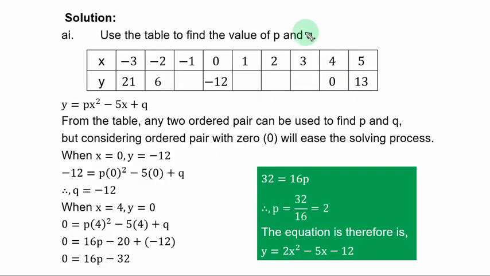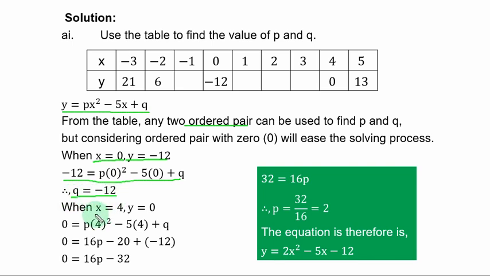Solution A, figure 1. Use the table to find the value of p and q. As I said earlier, you have to consider this relation. From the table, any 2 ordered pairs can be used to find p and q. But considering an ordered pair with 0 will ease the solving process. So let's take when s is 0, y is minus 12. In the relation, you replace y with minus 12 and s with 0. So you have q equal to minus 12.